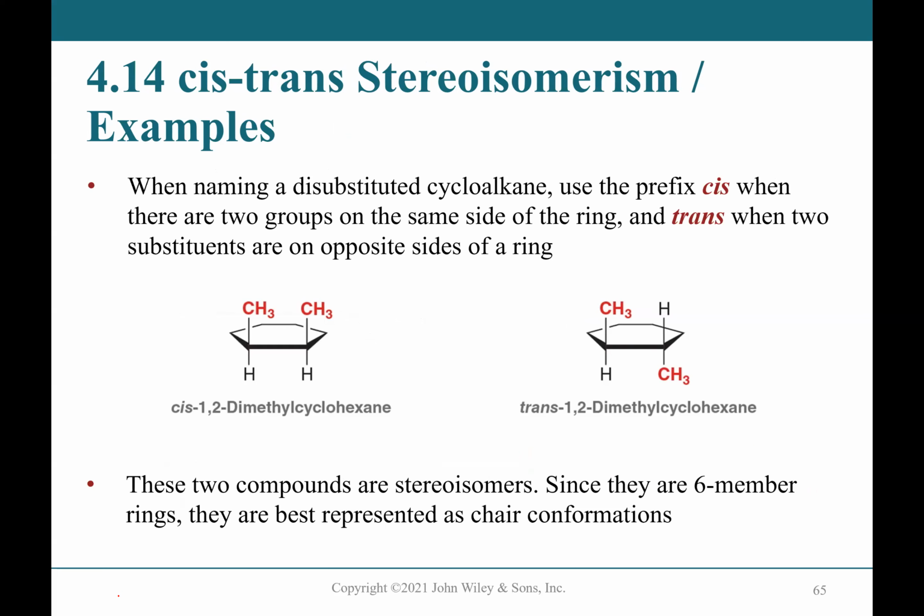It says, when naming a disubstituted cycloalkane, use the prefix cis when there are 2 groups on the same side of the ring, and trans when 2 constituents are on the opposite side. So here we have cis, same side, trans, opposite side. And these 2 compounds are stereoisomers. Since they are 6-membered rings, they are best represented as chair conformations.